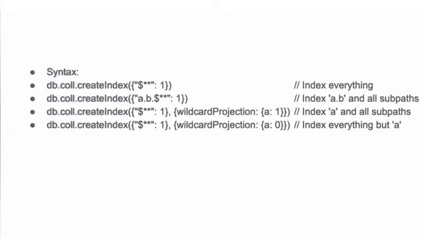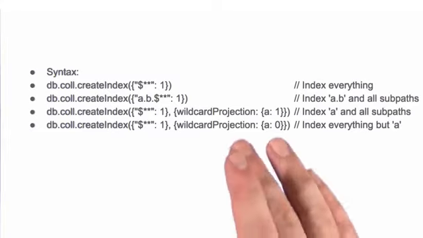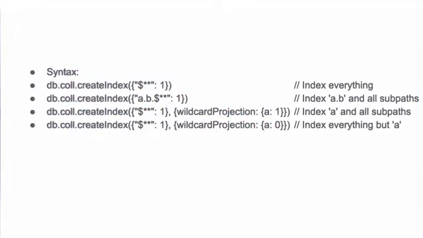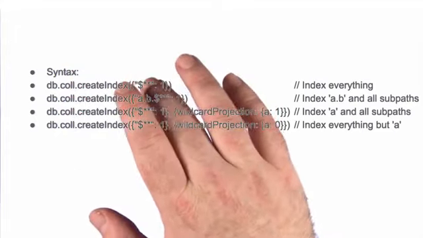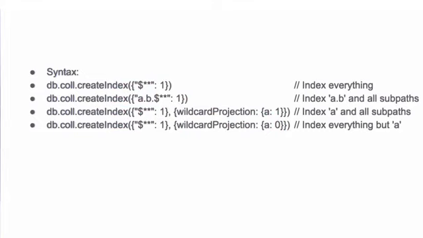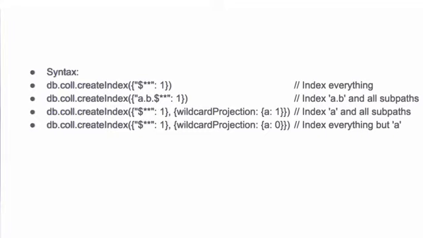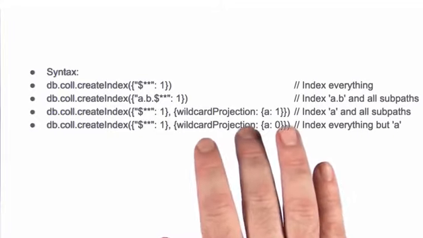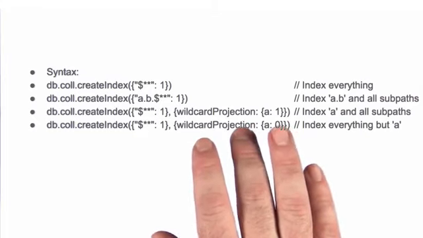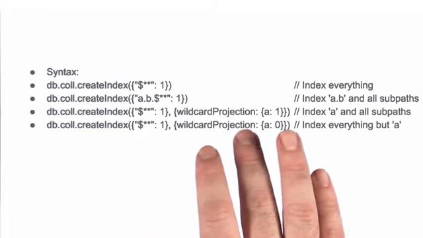Let's review the syntax for wildcard indexes. We can use the standard create index command to create a wildcard index, but we need to use the $* operator if we want to index everything in the collection. We can use standard dot notation to specify a subpath to index in each document, and we can also use wildcard projections to specify which fields and subpatterns we wish to index.